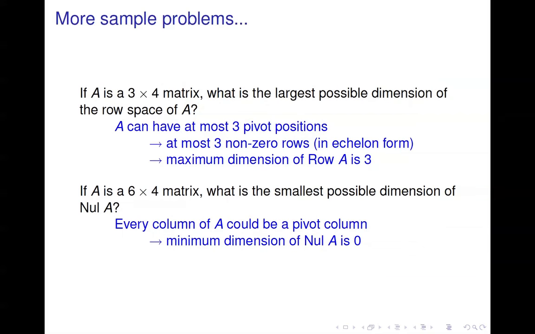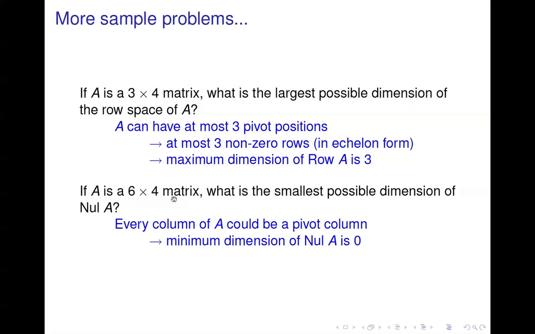All right, if A is 3 by 4, what's the largest possible dimension of the row space? It's 3 by 4, then again, the maximum number of pivot positions we can have is 3. So we have at most 3 non-zero rows, so the maximum dimension of the row space is 3.